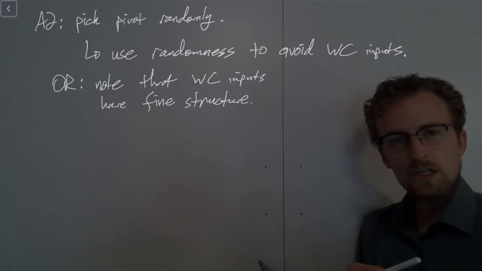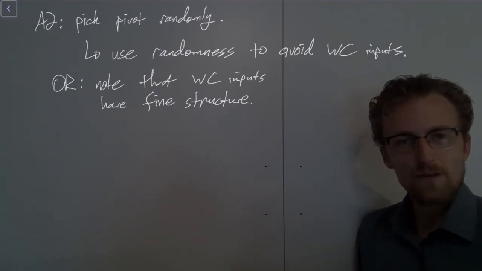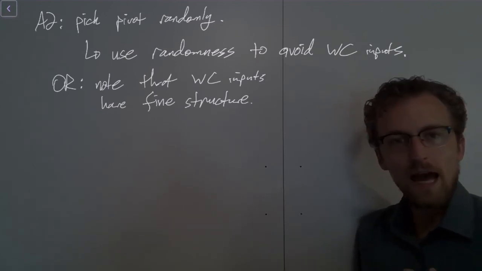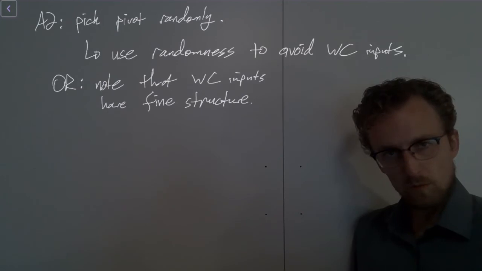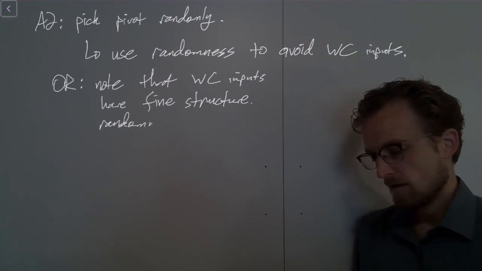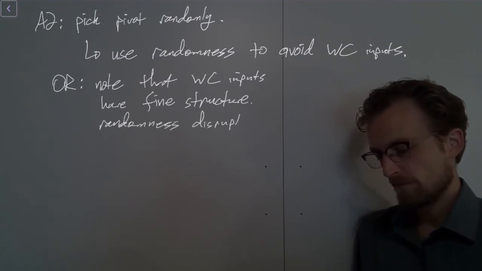Okay, and so this is another actual true pivot selection technique that works in the real world in Quicksort. And so here our randomness is, it's like we're adding a little bit of noise to disrupt that fine structure, right? So the randomness disrupts structure.